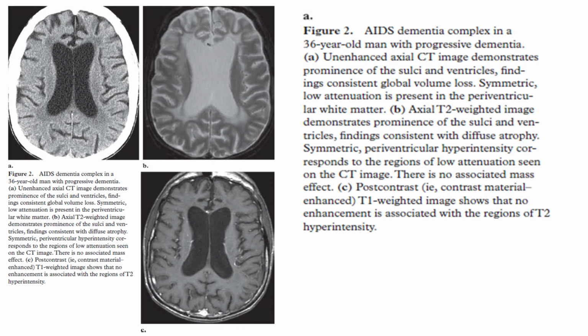In the third image, the post contrast, that is contrast material enhanced T1 weighted image, showing there is no enhancement associated with the region of T2 hyperintensity.